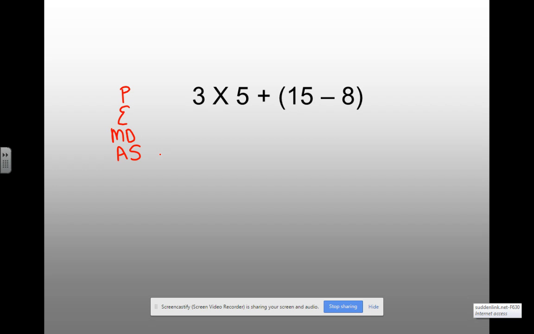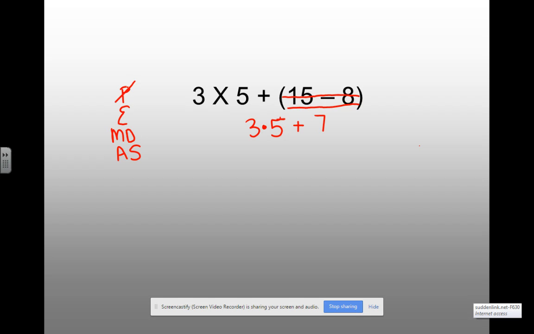So parentheses are first, and in this problem there is a parentheses. So we are going to complete what's inside the parentheses first. So 15 minus 8 is 7. Now I'm going to bring everything else down. What I like to do is mark out the part that we've already completed so that we don't bring that down. And notice I moved away from this X for multiply and moved it to a dot, because that's what you're going to see a lot more in middle school.